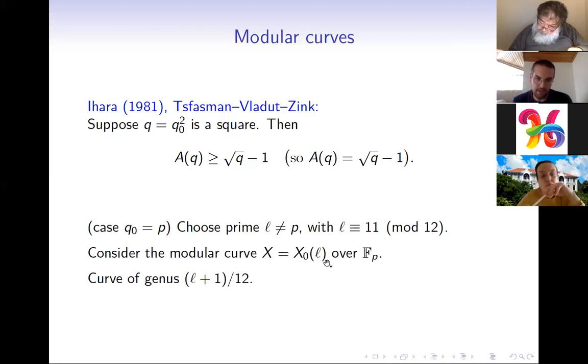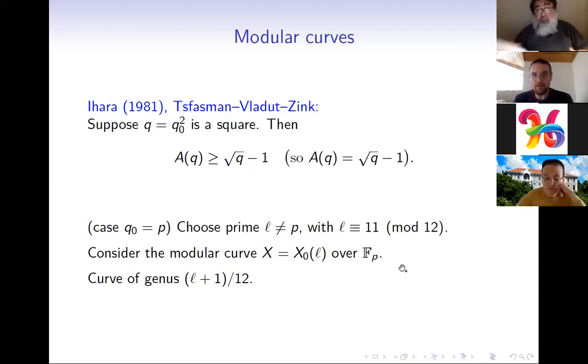So yesterday, Ekin talked about these curves and their models over Q, but you can show that they have a model that has a good reduction modulo P. So you can reduce everything modulo P. You obtain a curve defined over a finite field, over the finite field Fp. You know the genus of the curves. This is basically the Riemann-Roch theorem. It's just given by L plus 1 divided by 12.